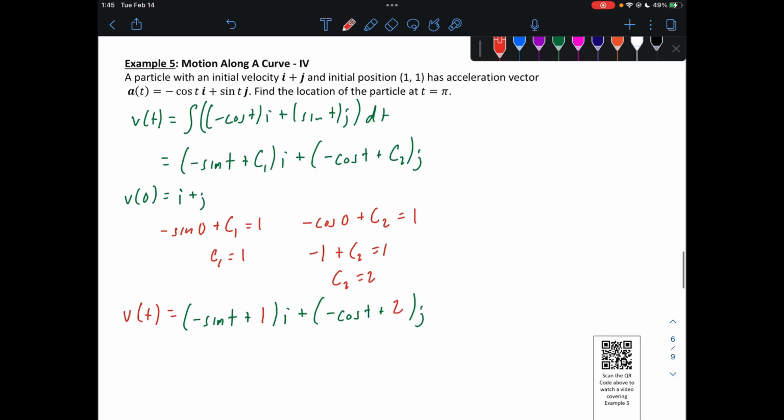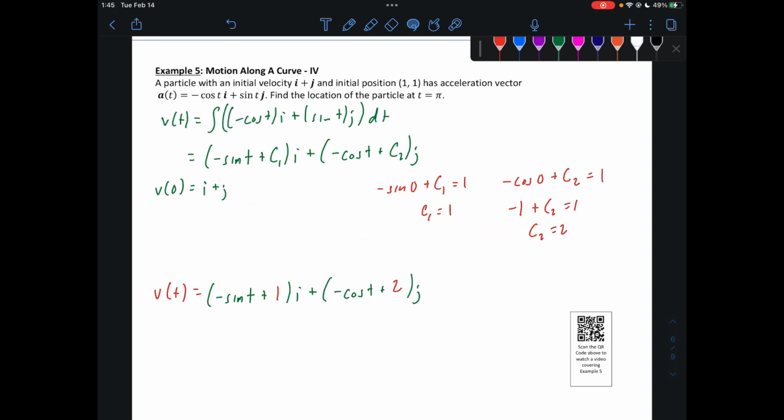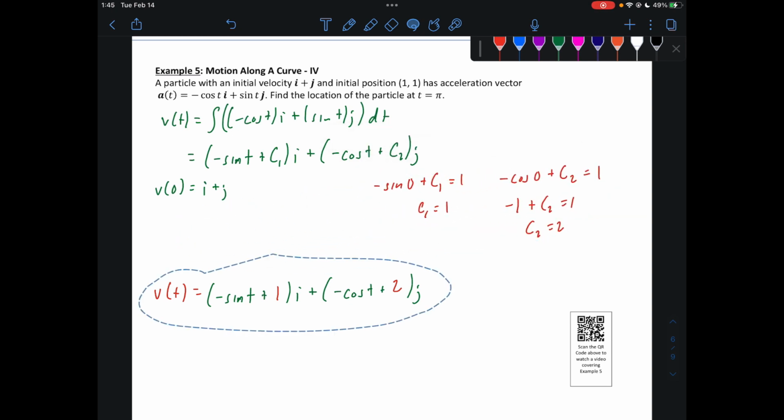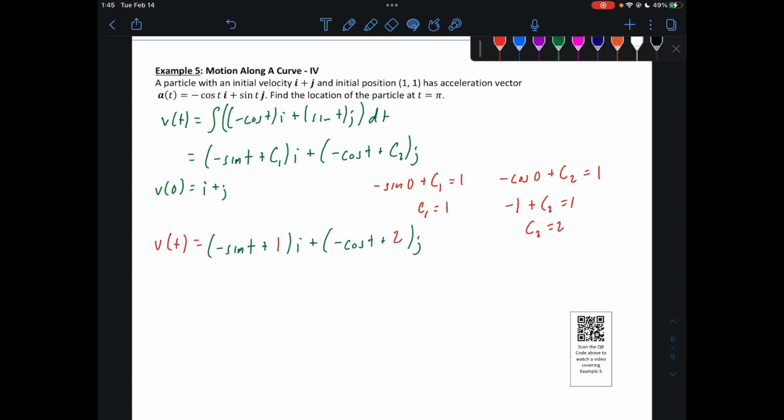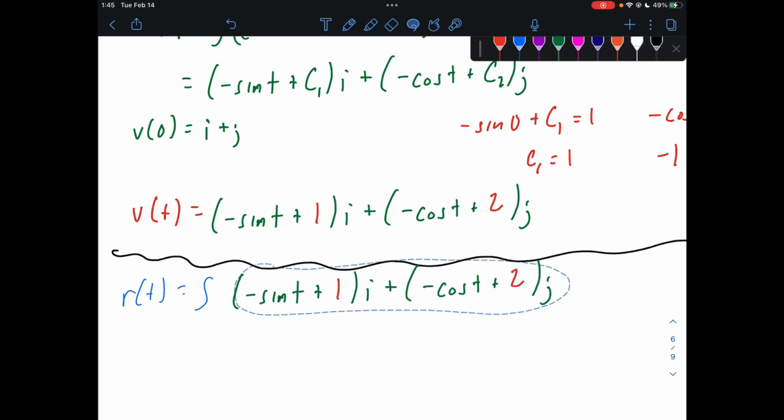Okay, now we're just basically going to repeat that process here. I'm going to move some things around here to save some space. All right, so basically going to repeat the exact same process that we just did. So now I'm going to write a position function. We'll call it r of t. And that is going to be the integral of v of t. All right, so it's going to be the integral of that.